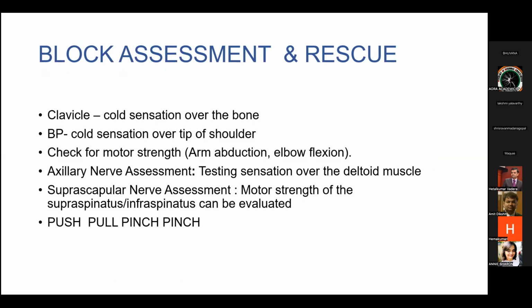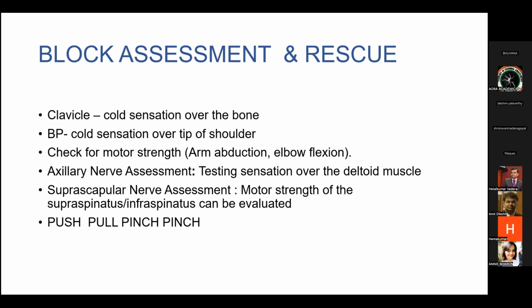So block assessment. Specifically with the clavicle, we are blocking the cutaneous nerves, and we have to check cold sensation over the bone. If you're blocking the brachial plexus, check cold sensation over the tip of the shoulder, and usually with the brachial plexus we use the push, pull, pinch techniques. Along with that, you have to check other things.